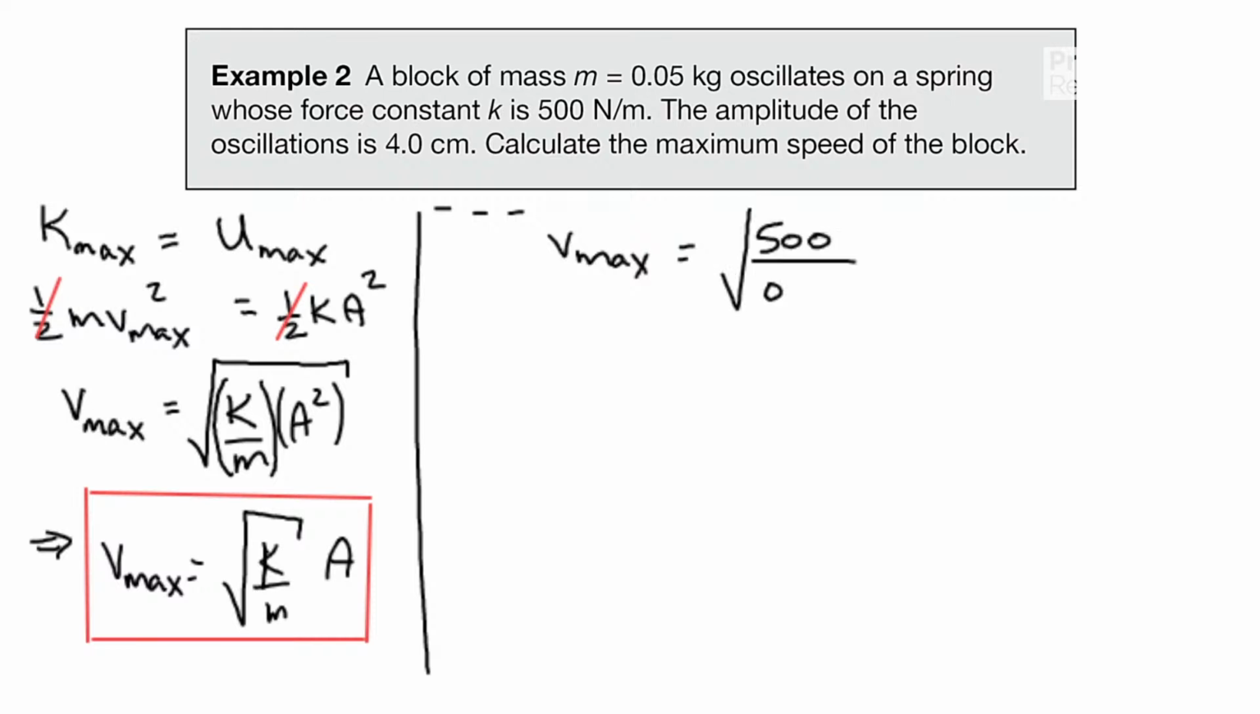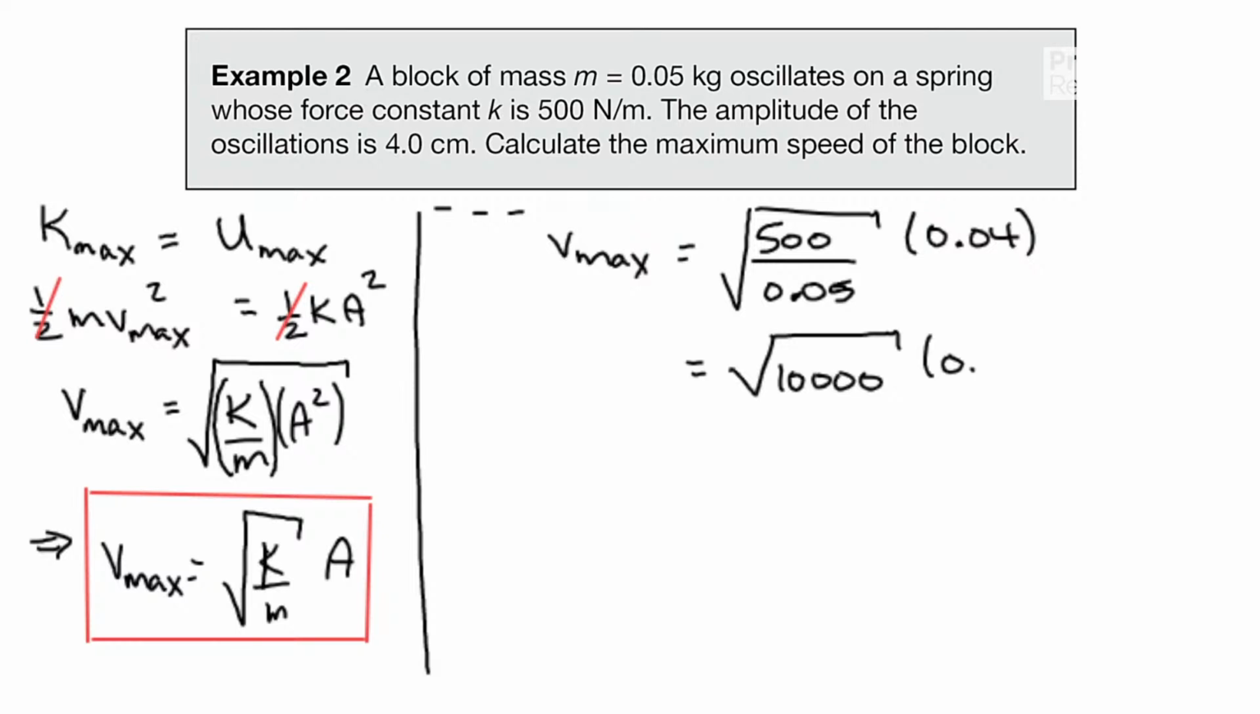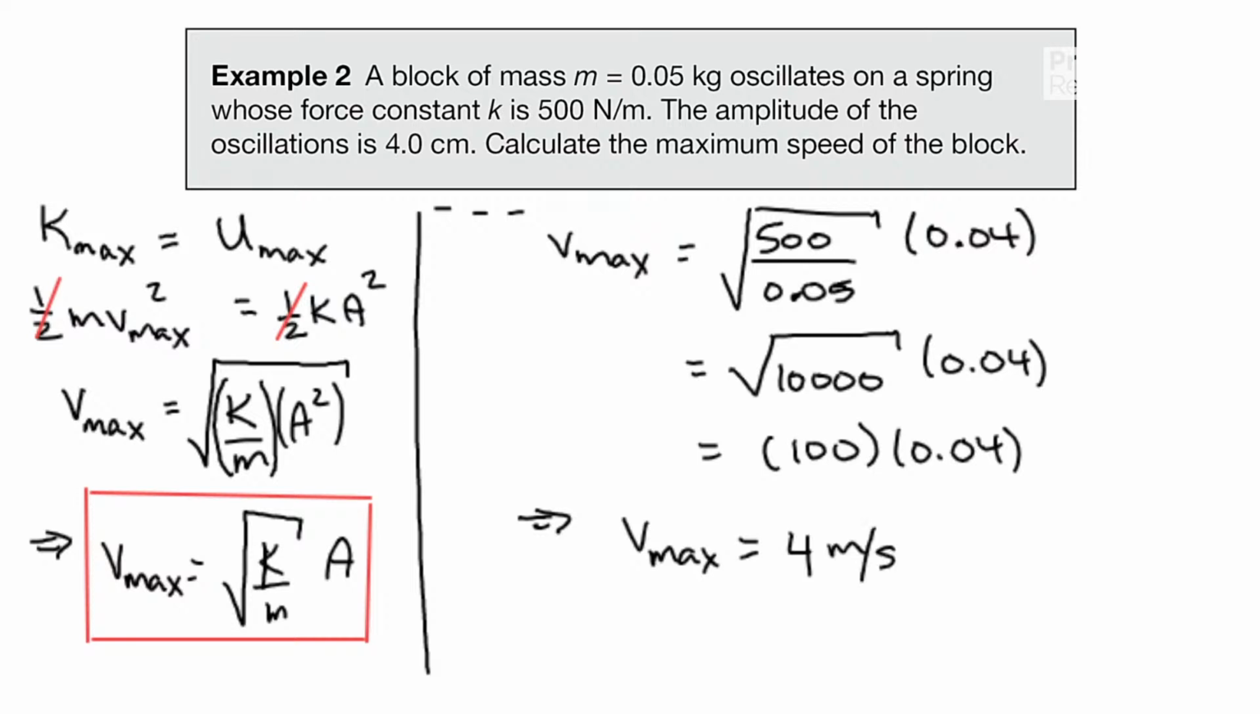K here is 500. The mass is 0.05. The amplitude is 4 centimeters. And again, putting that into meters, we get 0.04 meters. Working out what's under the root here, that would end up being 10,000. Again, you've got a calculator, but you could work that out potentially with a bit of mental math. And then the root of 10,000 is 100. And applying that to 0.04 gets us our final answer. Vmax is 4 with those SI units of meters per second.